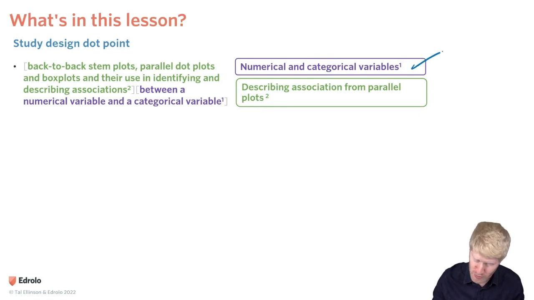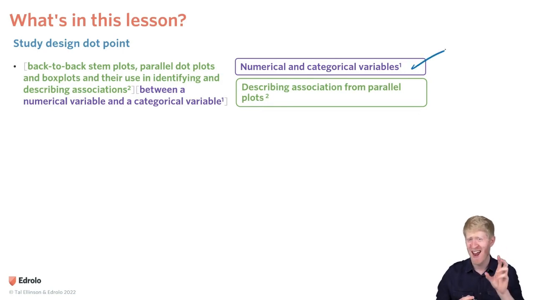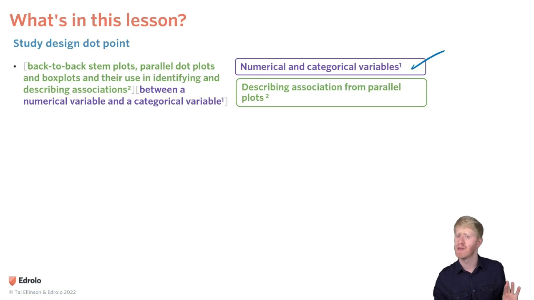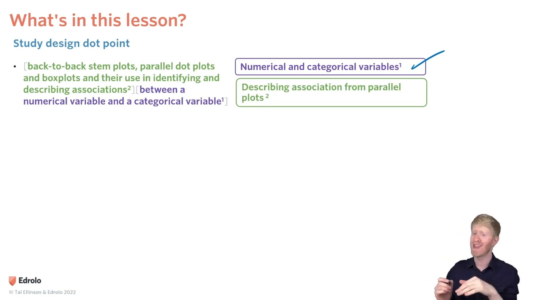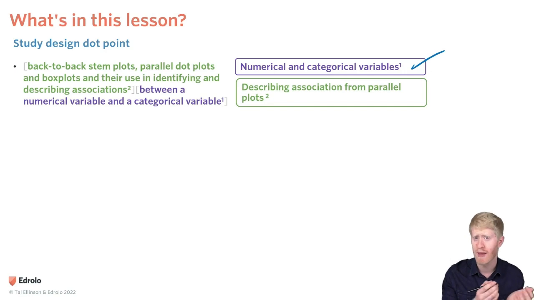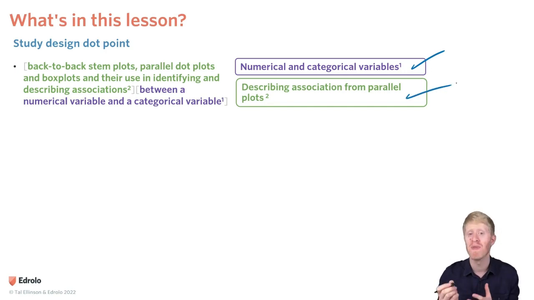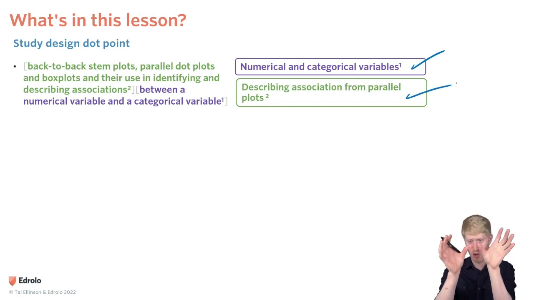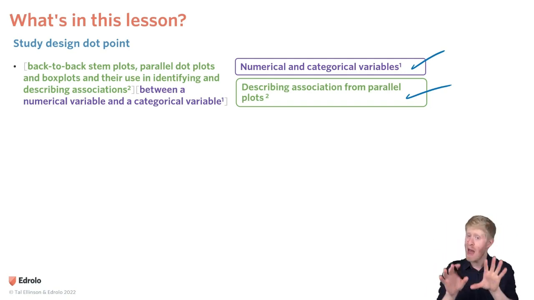The first one is numerical and categorical variables, and understanding how they look in different data displays. Which data displays can we use for these? Is it histograms? Is it box plots? Is it a scatter plot? And then once we understand what those displays look like and how to interpret them, we're going to describe the association that happens when we put two side by side. Putting them parallel is what's going to allow us to compare and understand associations.